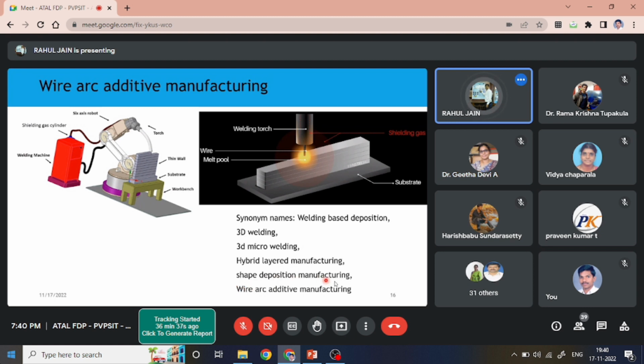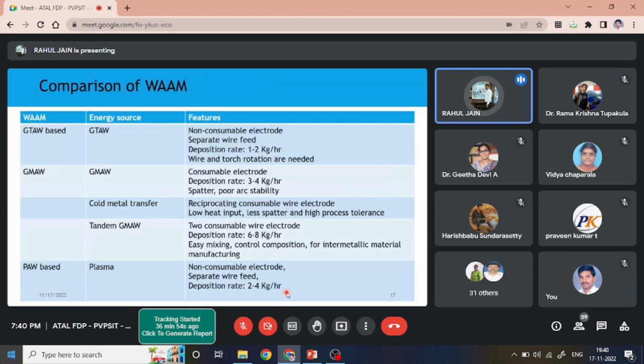So in India, the accepted nomenclature is WAM. Even in some of the European places where people do this, WAM is an acceptable term across the community. Right? Now, let us try to understand what are the different types of wire arc additive manufacturing processes available, right? Based on different things.